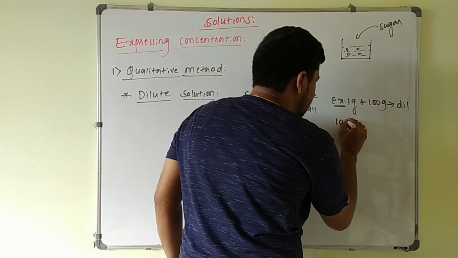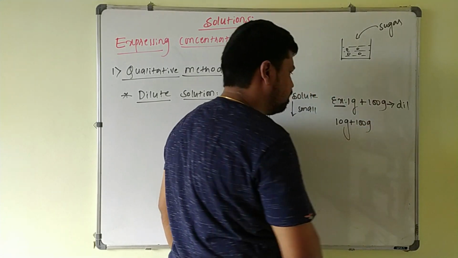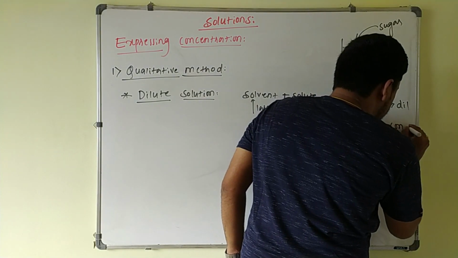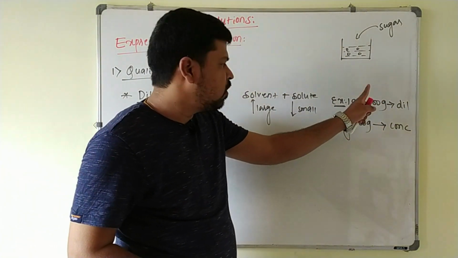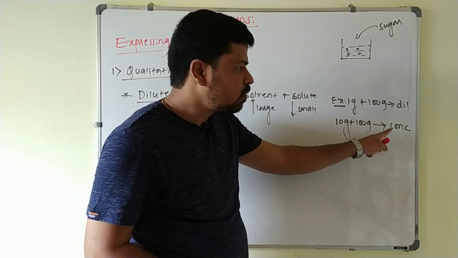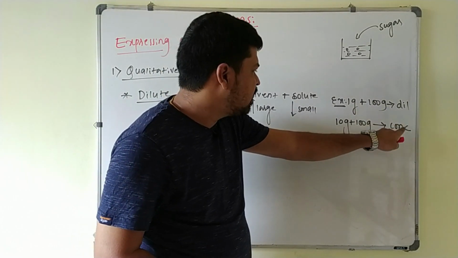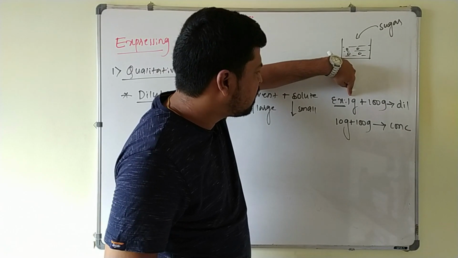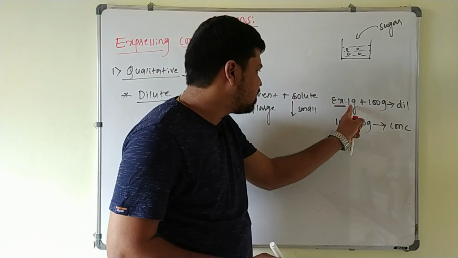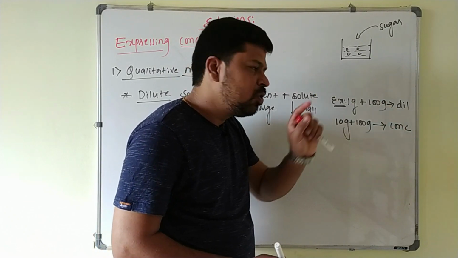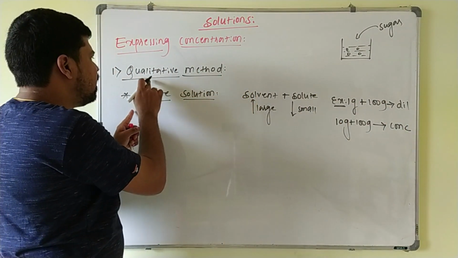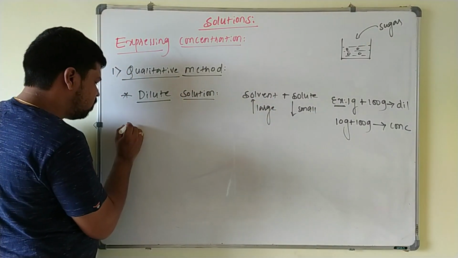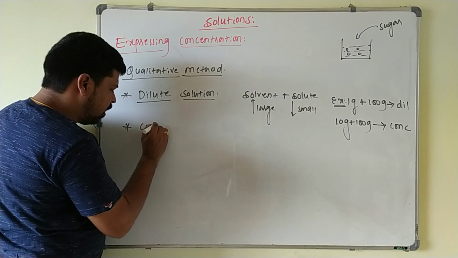Suppose 10 gram of solute is present in 100 gram of the solvent. Then I will call this solution a concentrated solution with respect to the other solution. So dilute solution and concentrated solution are expressed relative to each other. This is concentrated with respect to this one, and this is dilute with respect to this one. Whenever a small quantity of solute is present, it is dilute. If a large quantity is present as compared to the dilute solution, then it is a concentrated solution. So in the qualitative method, concentration is expressed only in terms of dilute solution and concentrated solution.